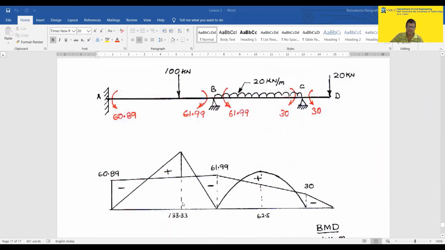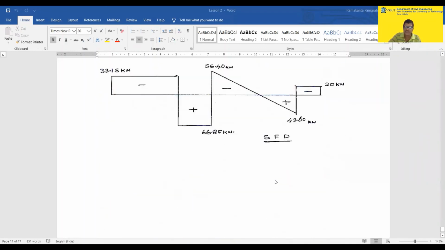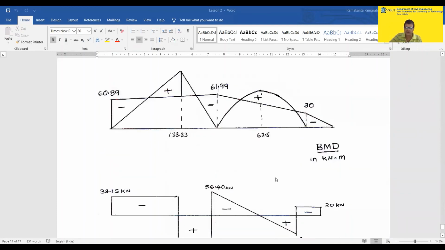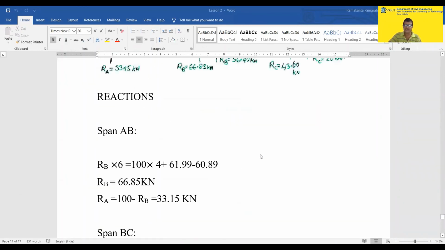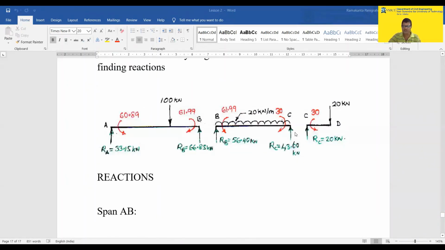So like the last problem, when the ordinates come 130.33, here it is coming 62.5. Then you can now calculate where the shear force changes sign to find out the maximum bending moment. It is not being done here. You can calculate from this equation here where the shear force changes sign.